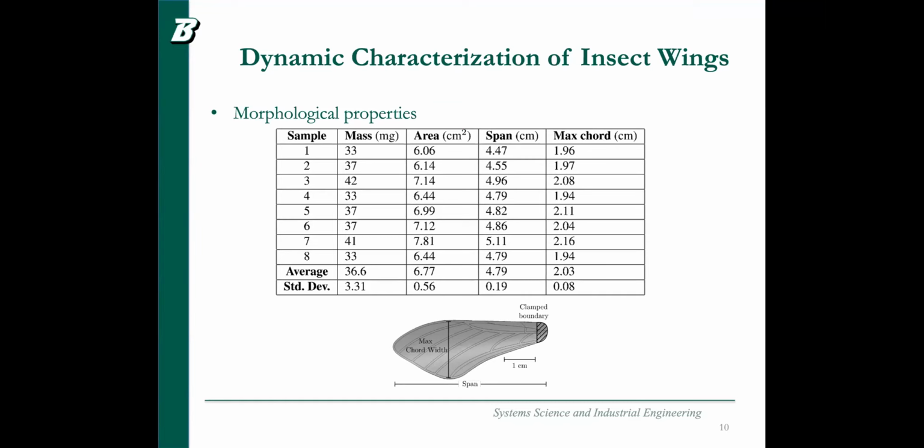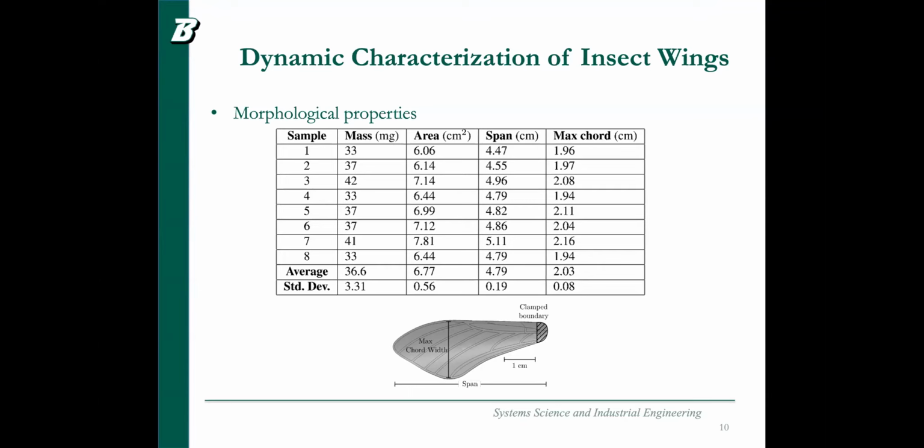Even paper with the same shape and size would be heavier than this kind of wing. So this is also one of the challenges we encountered. And the area is 6.77 centimeters squared, the span is 4.8, and the max chord is 2.03. So those are the morphological properties.